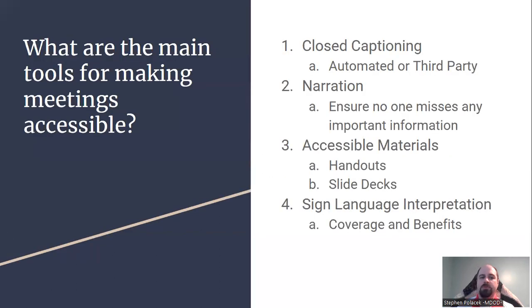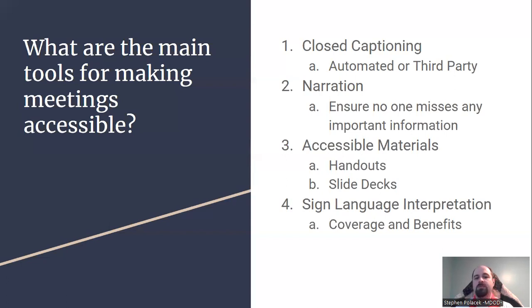So the first thing I want to talk about is what the main tools are for making meetings accessible. Closed captioning is the first one most people will think of. We're going to discuss automated and third-party captioning today. The second thing is narration, or as I like to call it, specific language, where we're ensuring that no one misses any important information that might be visible on screen, or discussing how to interpret things that you put on the visual aspect, or if you're sharing something like a slide deck or a PowerPoint, that you're communicating that information to every user you have attending your webinar.